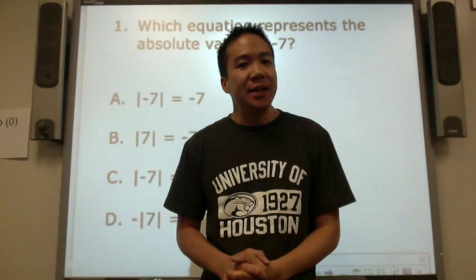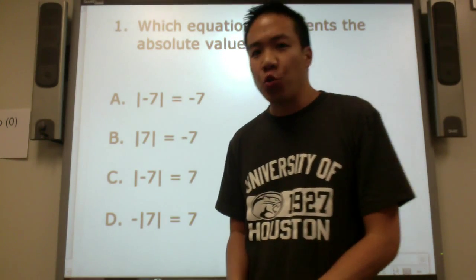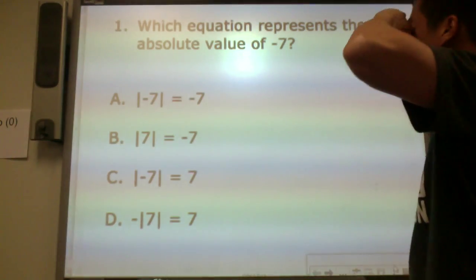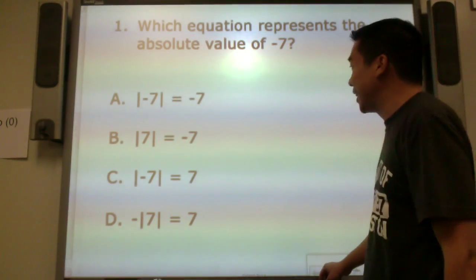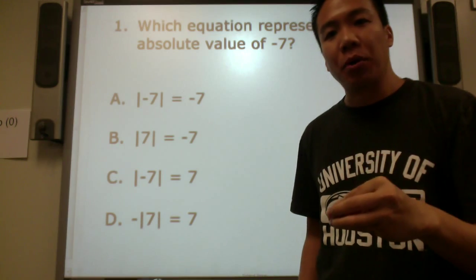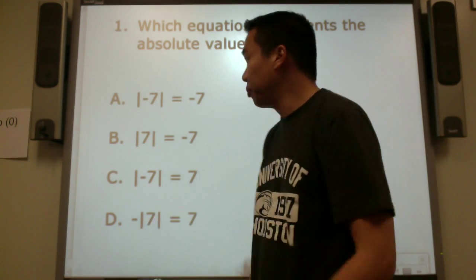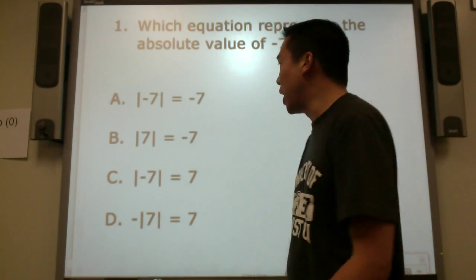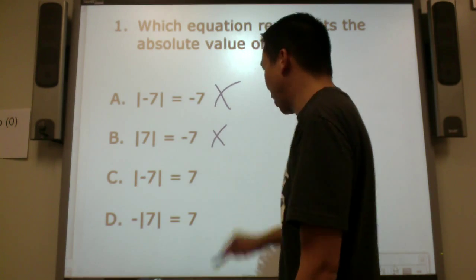This is PreAP Test Review 1-1. Which equation represents the absolute value of -7? Again, absolute value is the distance of a number from 0. Distance is always positive.